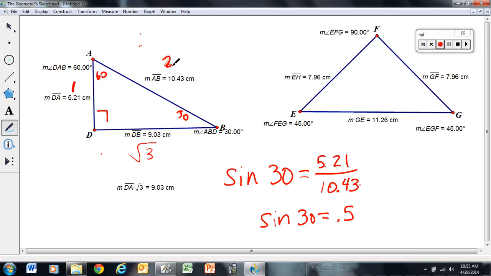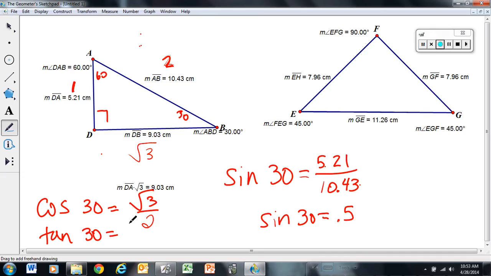If we always remember that the sides of a 30, 60, 90 go 1 to root 3, with the 2 being the hypotenuse, we can find the sine, cosine, and tangent of 30, 60, and 90 very easily. Cosine of 30 is adjacent, root 3, over 2. And the tangent of 30 is opposite over adjacent, which is 1 divided by root 3. And remember, you can't have a radical in the denominator, so we multiply by root 3 over root 3, and we get root 3 over 3.